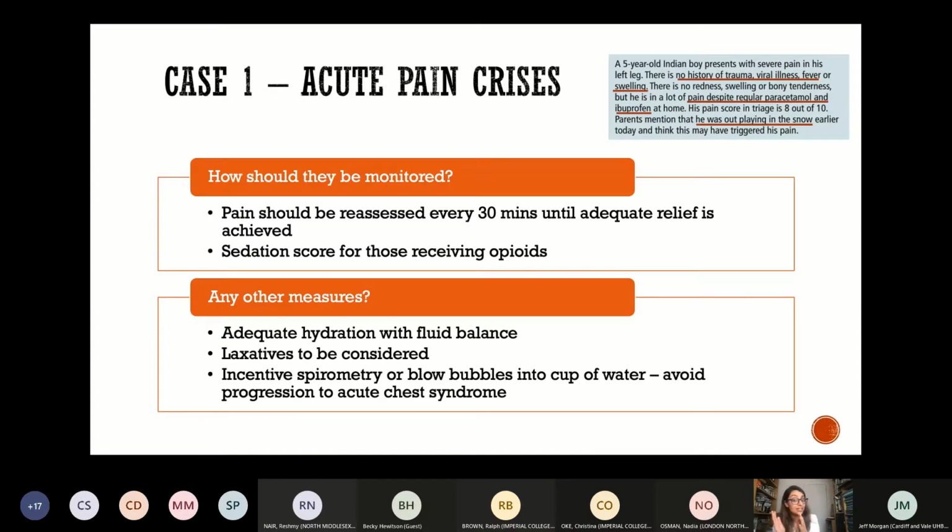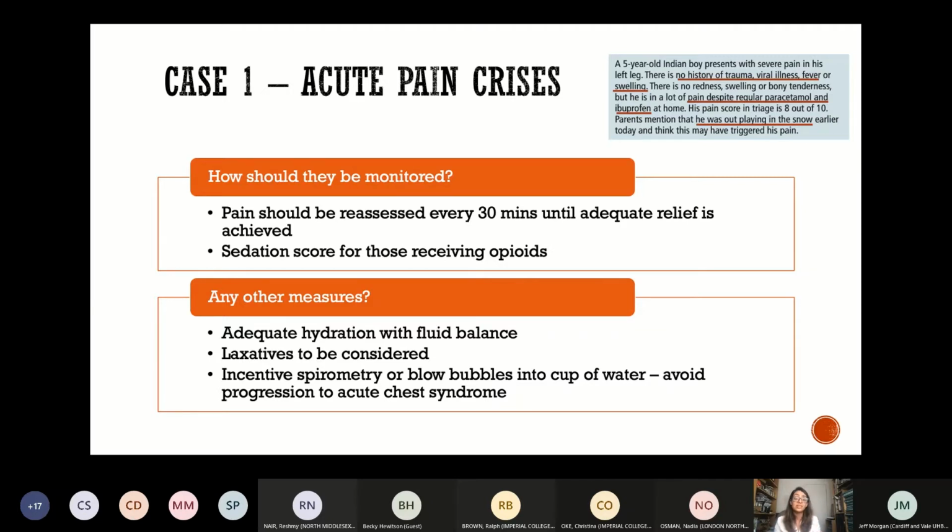And then sedation scoring for these kids is really important. If they're naive to opioids and if you're giving them a lot of opioids, you need to make sure that you keep an eye out for their sedation scoring. In terms of any other measures, you need to make sure that they're adequately hydrated and you keep an eye on their fluid balance. Consider laxatives for longer term management. I know this might not be the first thing you think about, but if they are requiring regular opioid treatment, then you should consider laxatives.